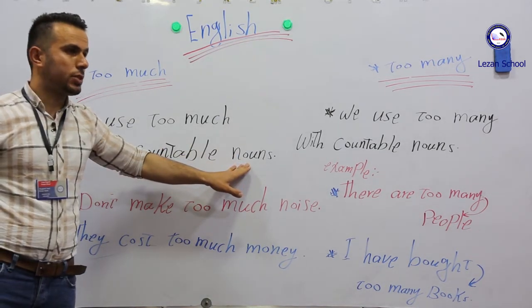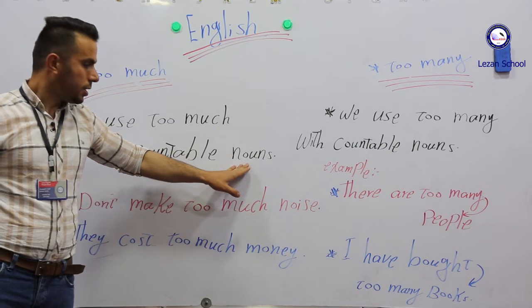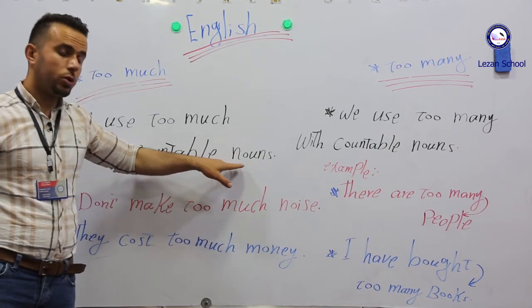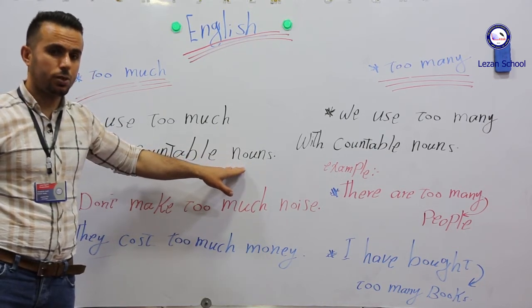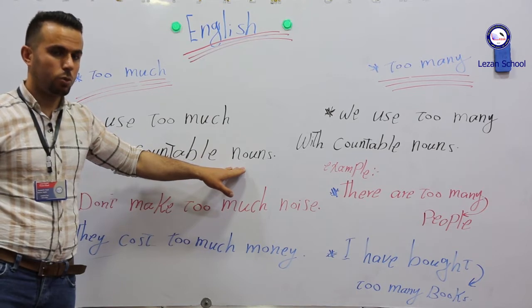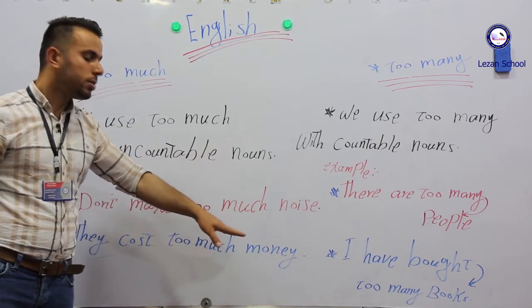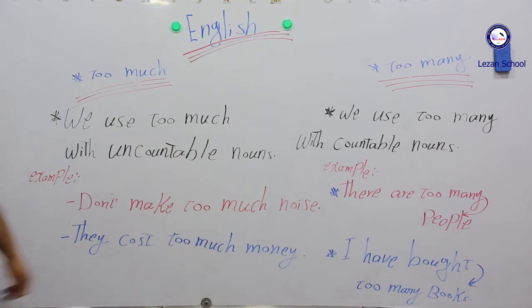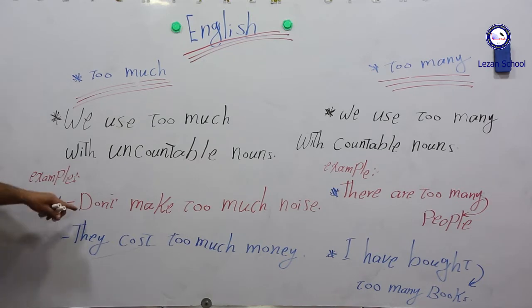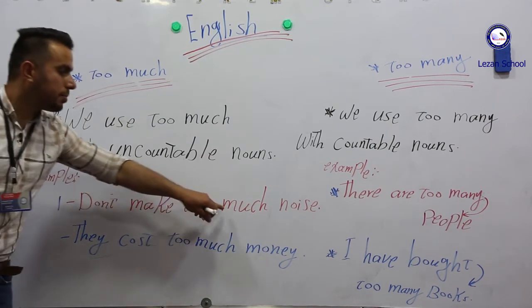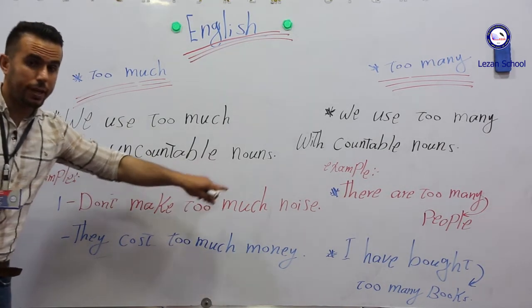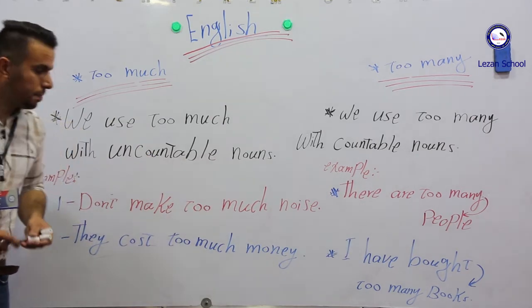What are uncountable nouns? Uncountable nouns are those nouns that we cannot count. Milk, water, noise, money. These are uncountable. And here we have two examples. Example number one is: don't make too much noise. Don't make too much noise.